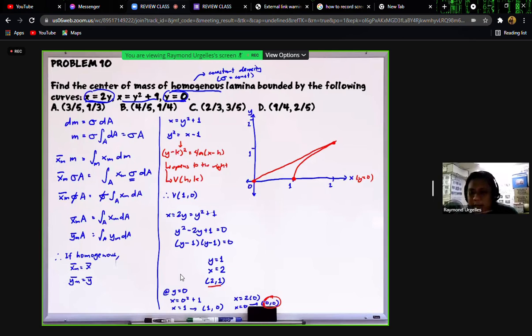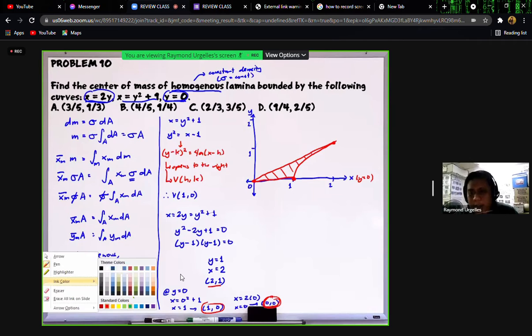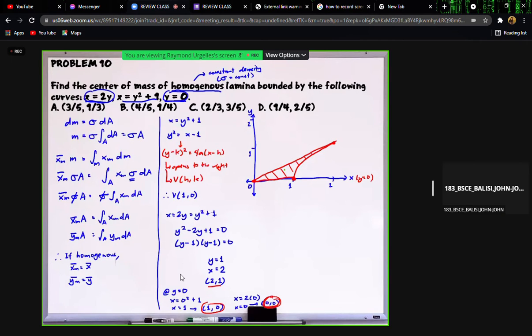Tapos yung pangatlong boundary natin, y is equal to 0, is passing through 0, 0 and 1, 0. Kaya alam natin yan yung x-axis. So therefore, we are talking about this area here. Ito yung hinahanapan natin ng centroid. In this case, we better use the horizontal strip rather than the vertical strip. Bakit horizontal strip this time?